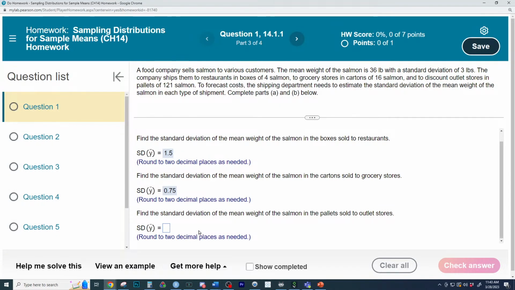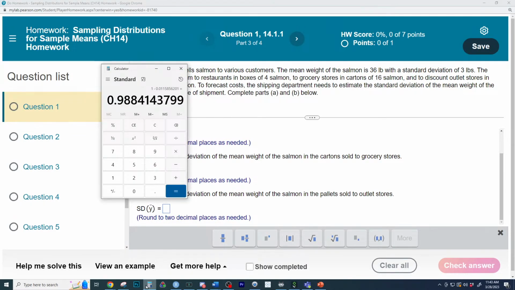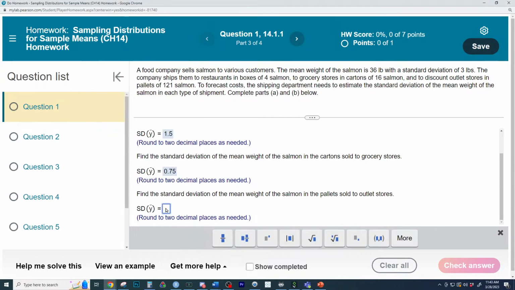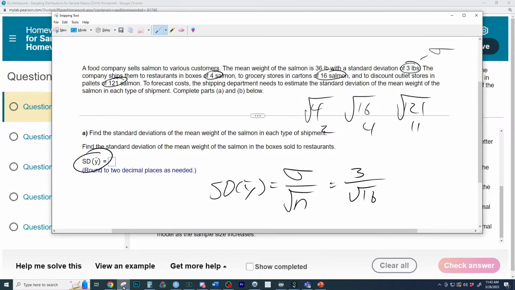And so now we do this one. Find the standard deviation of the mean of the pallets. Is it this? 2 decimals. No, I don't know it off the top of my head. It's 3 divided by 11. 0.27. Oh, that's interesting. There we go. And once again, this would be because you're dividing 3 by the square root of 121 over there. And so that would be the mathematics right here.